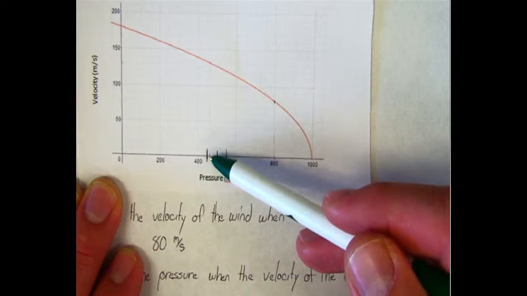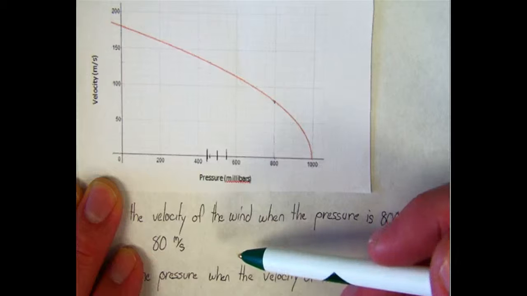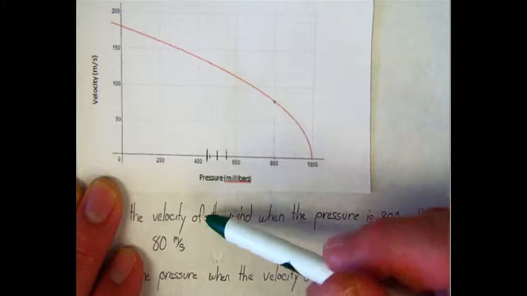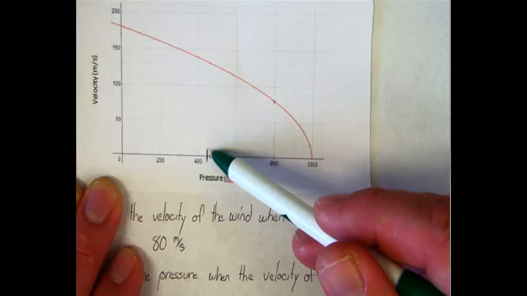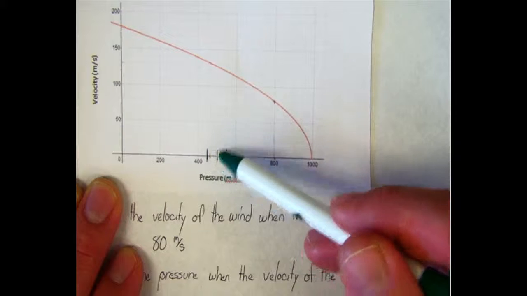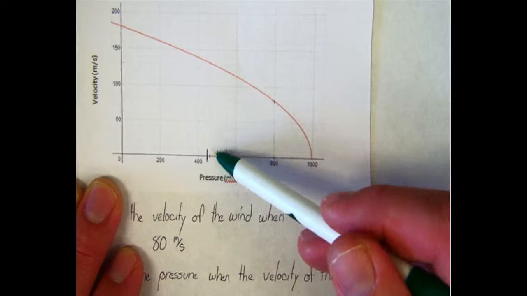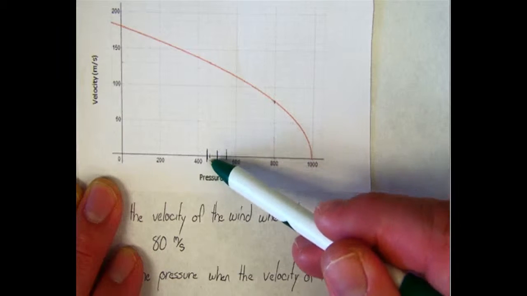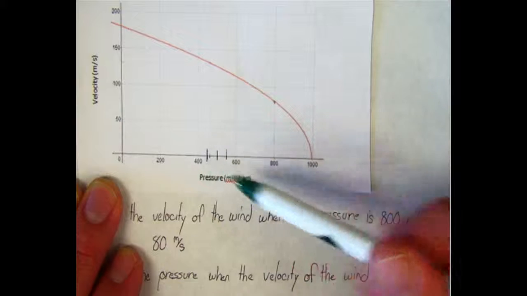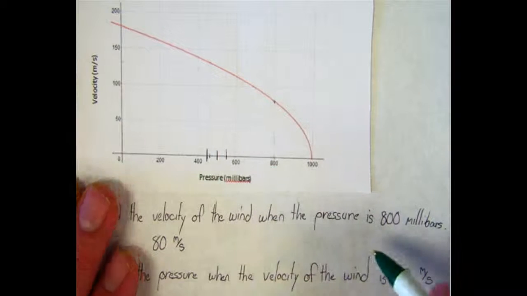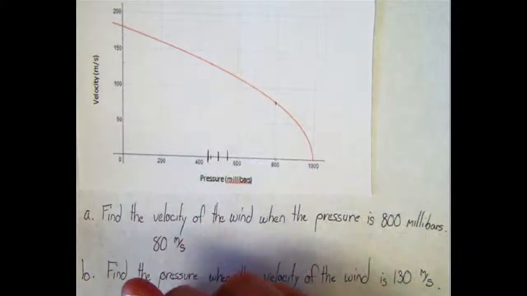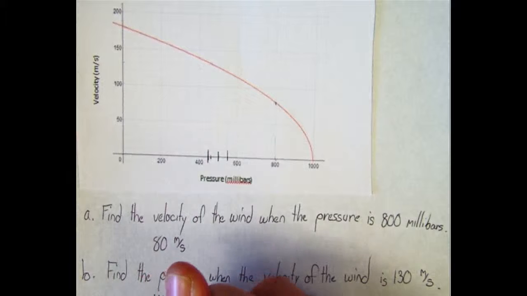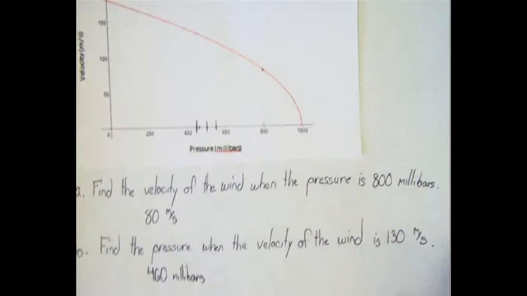And because this is a graph, graphs are not perfectly accurate, and that is okay. They give us some idea. We know that this is somewhere between 450 and 500, and we need to estimate. I can see that this is very much closer to 450, and so I'm going to estimate that it's around 460 millibars.